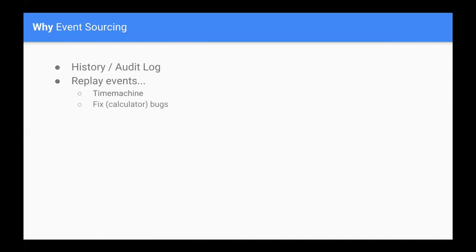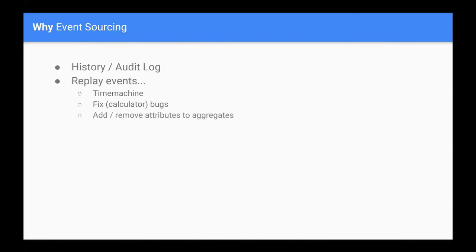It's also very nice to replay events when you want to fix a bug that you have in your calculator, a time zone bug, for instance. And so you can then feed the calculator with all the events that have happened since the beginning of time, and your aggregate will be updated with the data that's now fixed.